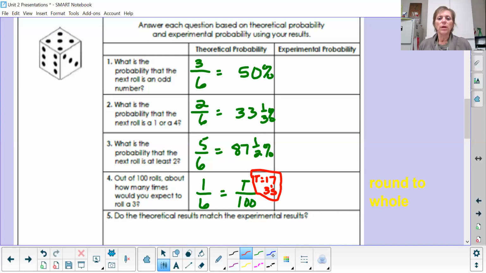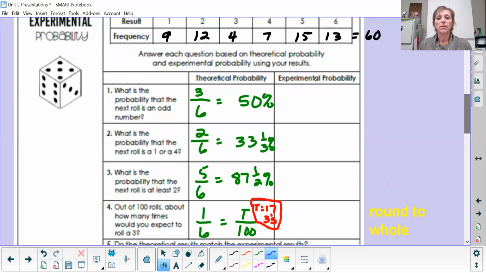Okay, let's go with blue for this one. Experimental probability. Now we need my data. Okay, so experimental means you did the experiment and now you need the data. So let's answer the same questions, but with this experimental data. What is the probability that the next roll is an odd number? So I need the number of odds.